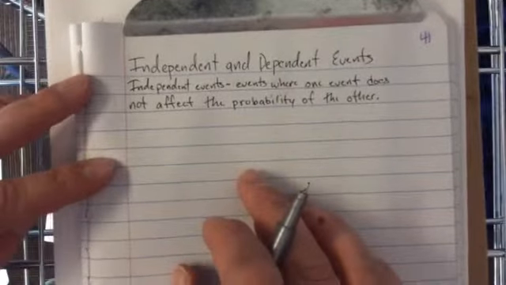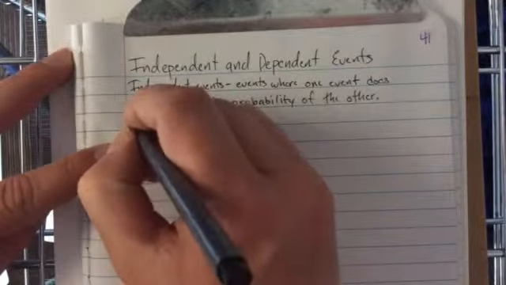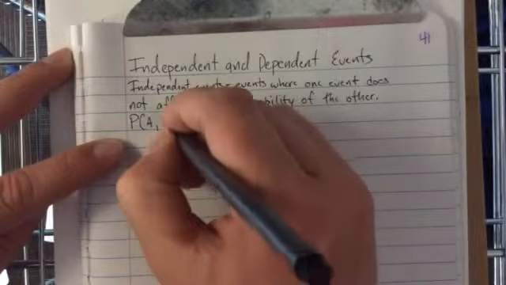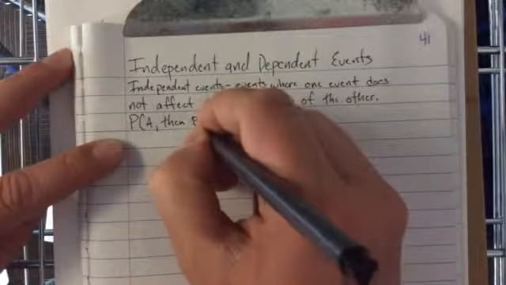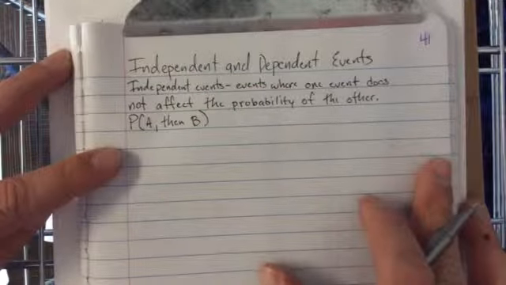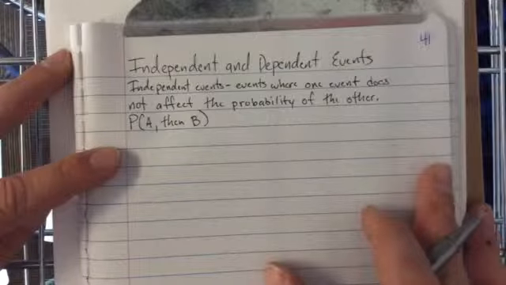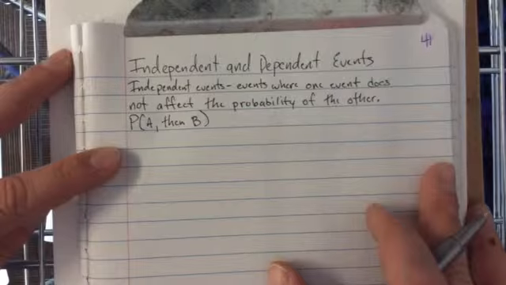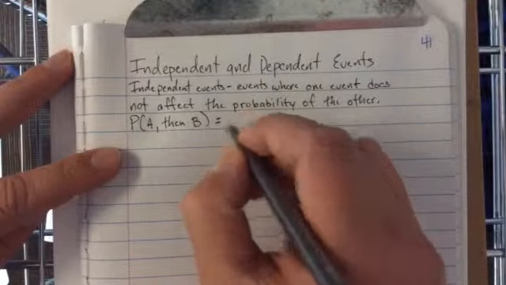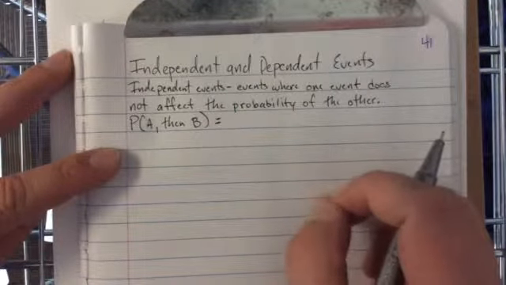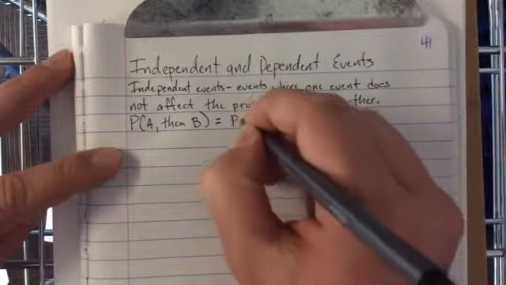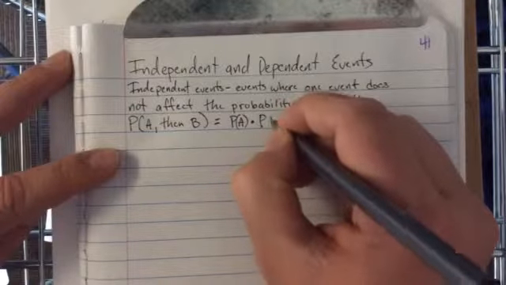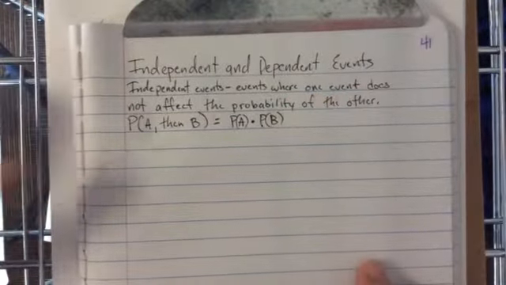And the notation for this is going to be written as P, or probability of A, then B. So probability of A, and then the probability of B. And the answer to that will be the probability of A, so P of A, multiplied by the probability of B, or P of B.